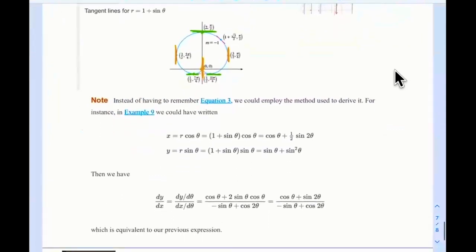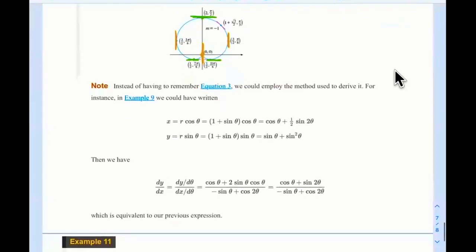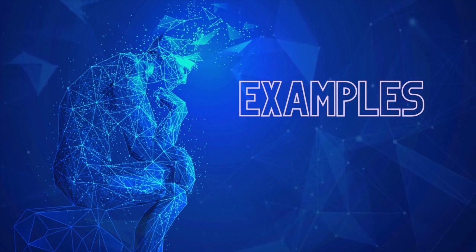All right, and here they have some note over here. They say you don't have to remember the formula for dy/dx. You can sometimes just express x and y in terms of theta, and then you can find dy/dx. Okay, so that's another way to do it. Okay, now go to the last part over here.